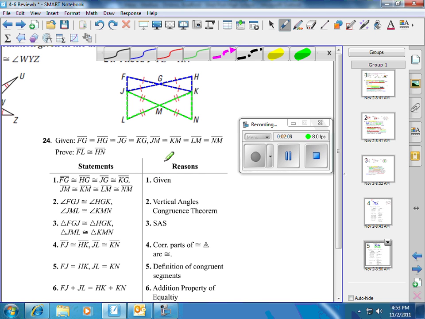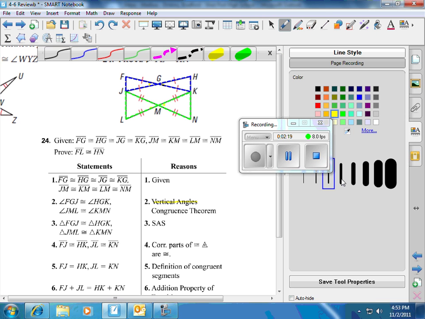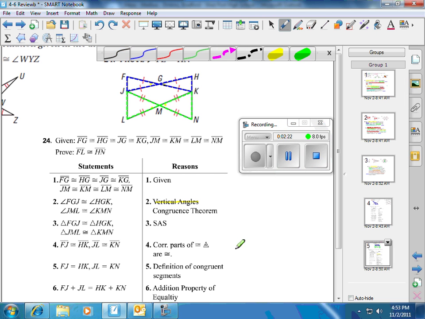Then I'm stating that these angles are congruent, and these angles are congruent, by the vertical angle theorem. Let's make my highlighter a little bit bigger there. Now I can say by side angle side that the blue triangles and the green triangles are congruent. This means corresponding parts of the congruent triangles are congruent, so FJ is congruent to HK and JL is congruent to KN. That's step 4 here.